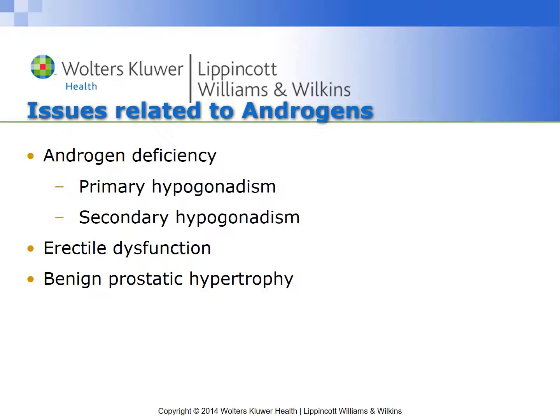Now, benign prostatic hypertrophy is another issue related to androgens, and you may see that as benign prostatic hyperplasia as well, but basically it's an enlargement of that prostate gland. And the prostate gland, there's two lobes located in front of the rectum and below the bladder, and when it becomes enlarged, this causes issues with elimination.